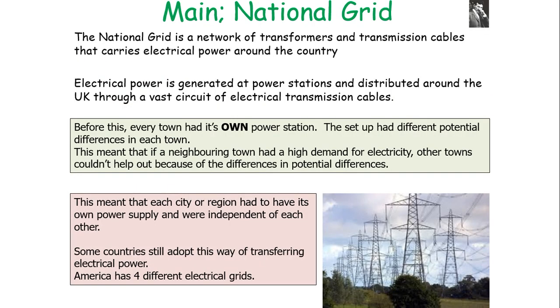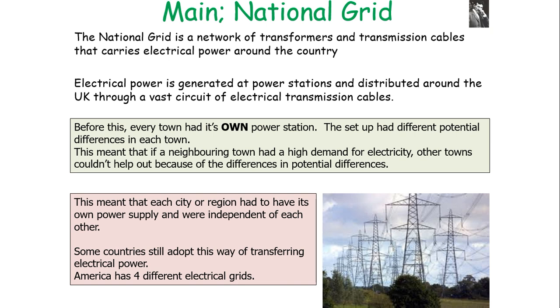Now the national grid, like we've talked about previously, is a network of transformers and transmission cables that carries electrical power around the country. Now electrical power is generated at the power stations and distributed around the UK through a vast circuit of electrical transmission cables.